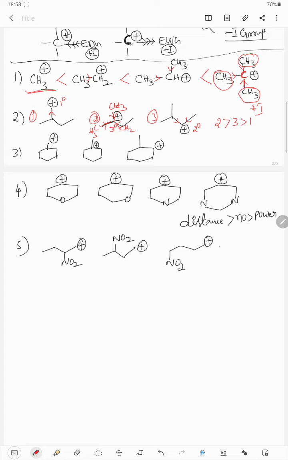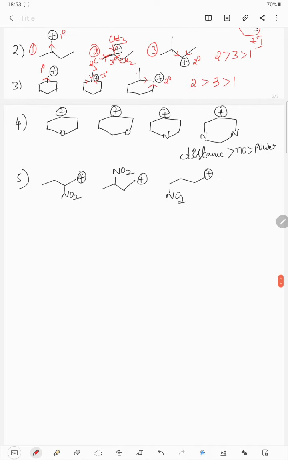I am going to the next example. It is a primary carbocation, it is a tertiary carbocation, it is a secondary carbocation. The same explanation as above. Here the second is more stable than the third, than the first. Why? Because here only 1 plus I group is present, here 3 plus I groups are present, and here 2 plus I groups are present. So next case, fourth example.